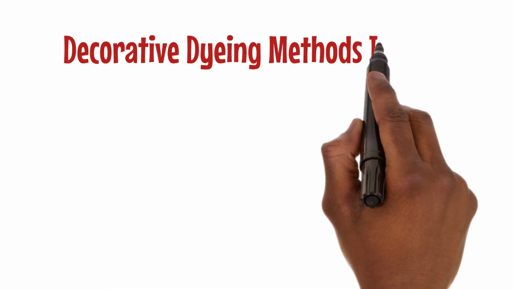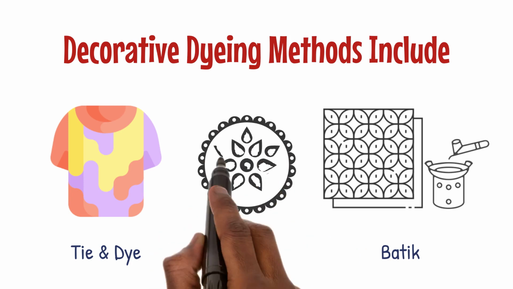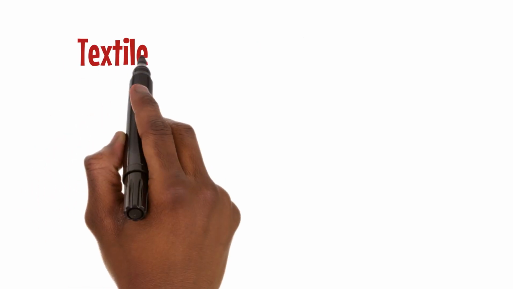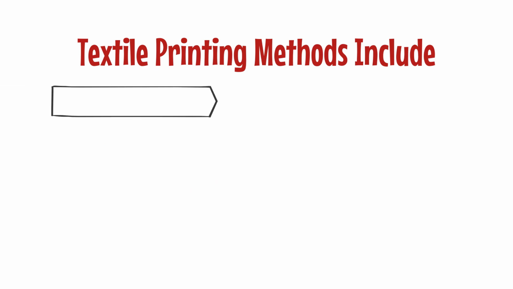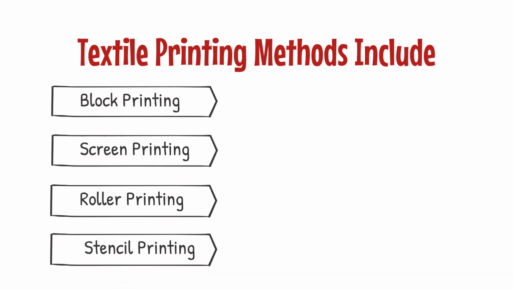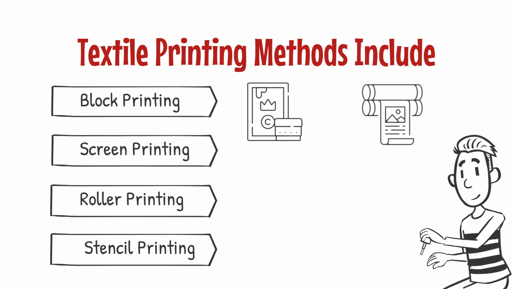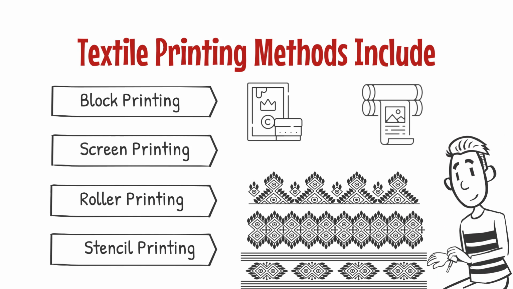Decorative dyeing methods include tie and dye and batik, which use resist techniques to create patterns. Textile printing methods include block printing, screen printing, roller printing, and stencil printing. Block printing, for example, involves using engraved wooden blocks to create patterns on fabric.